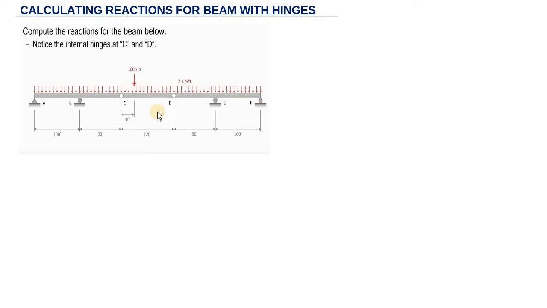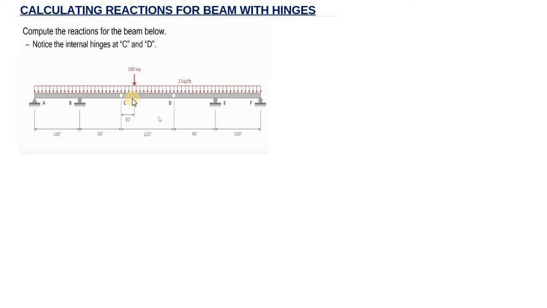Now, I know you might be thinking that this is going to be a statically indeterminate structure, but because we have 2 hinges, as you can see, one hinge at point C and another hinge at point D, this is going to reduce the degree of indeterminacy from 5 to 3. So these hinges are going to make this beam a statically determinate beam.